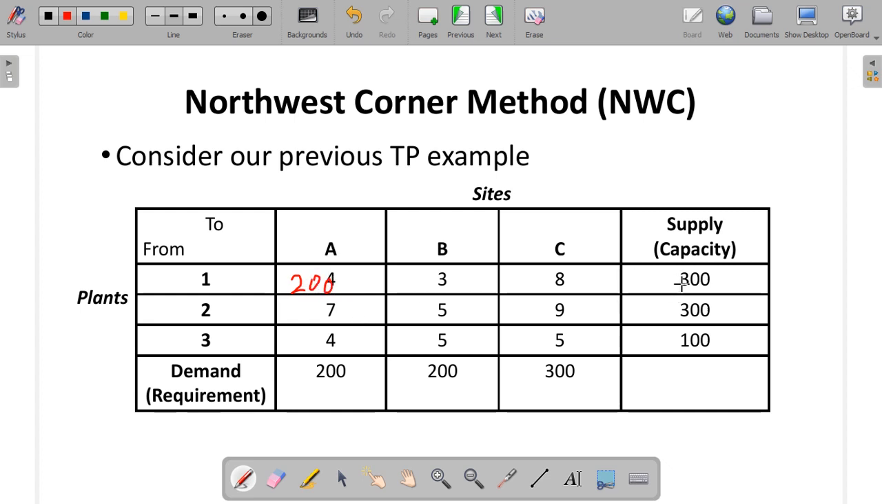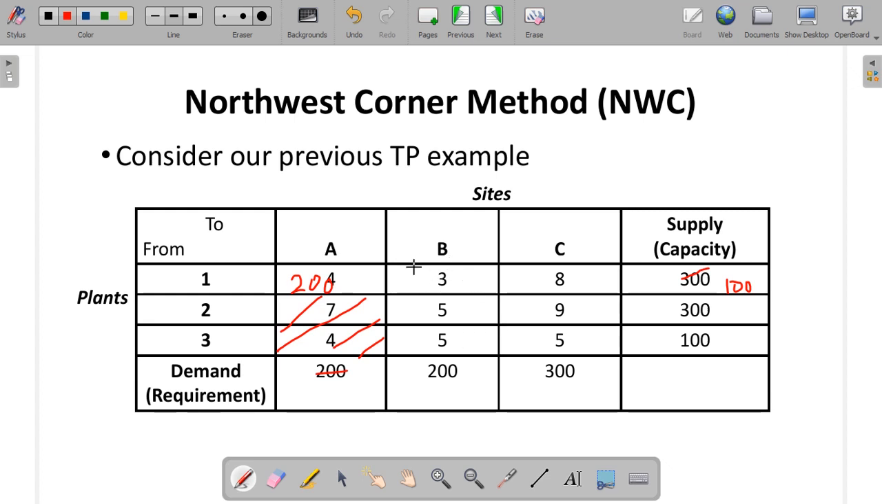That means now plant 1 will remain with an excess of 100 concretes. Okay. Now that means this construction site's demand will be satisfied, and no more sites will supply to these construction sites. Okay. Next, we remain with this matrix here, and again we look for the northwest corner.